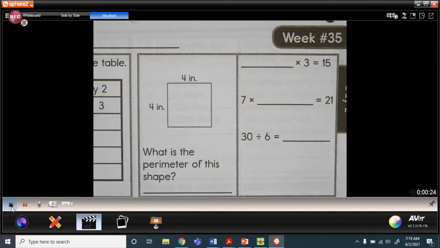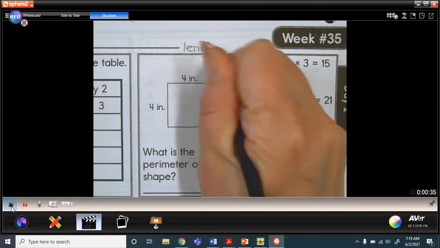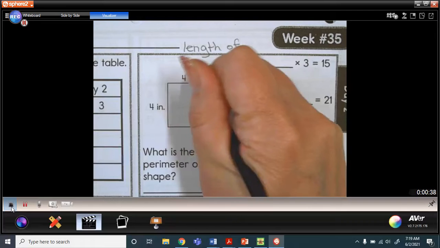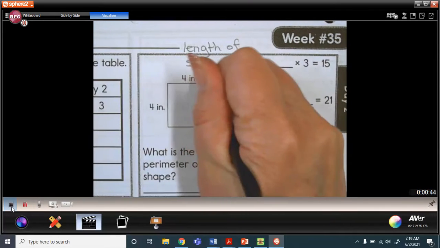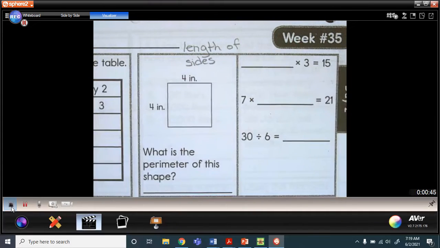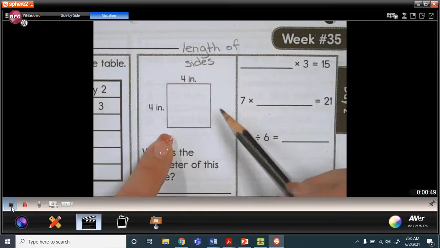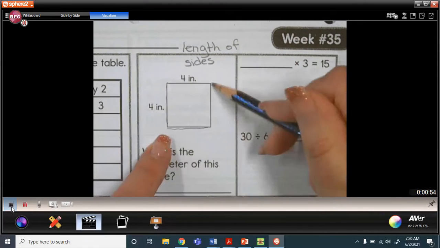It says, what is the perimeter of this shape? Now remember, perimeter is the length of the sides, or the lines that make up this polygon. So as a reminder, we know that this quadrilateral is called a square. And a square, we also know, has 4 equal sides.